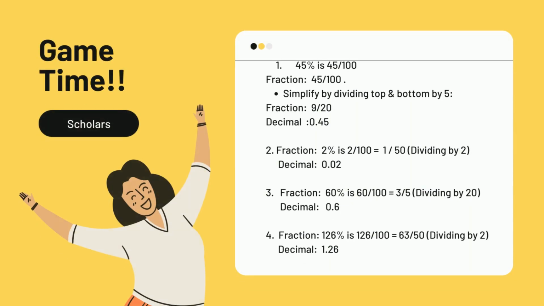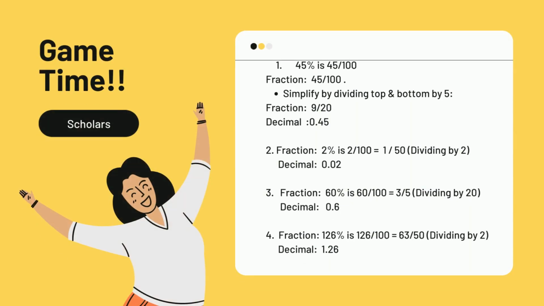So let's see how we can break it down. So 45% would be 45 over 100. Now we're going to simplify. We're stepping the game up. We're going higher today. So we simplified by dividing the top and the bottom by the number 5. So 5 into 45 goes 9 times, and 5 into 100 goes 20 times.